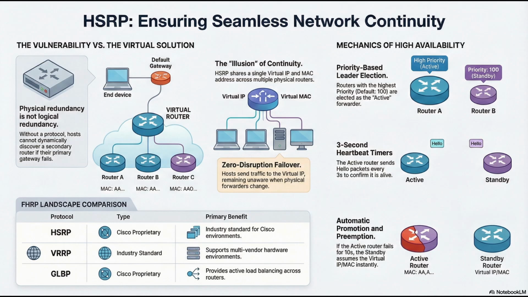Why is this specific deception so important? Why not just use the real MAC address of the active router and update it later? Because of the benefit listed in our source. Seamless continuity. Your PC caches that MAC address. It writes it down in a little address book so it doesn't have to ask every time.